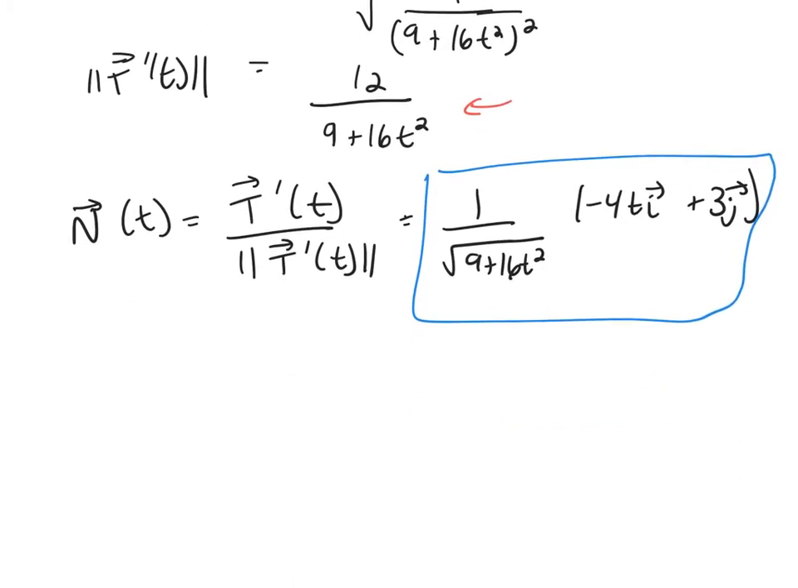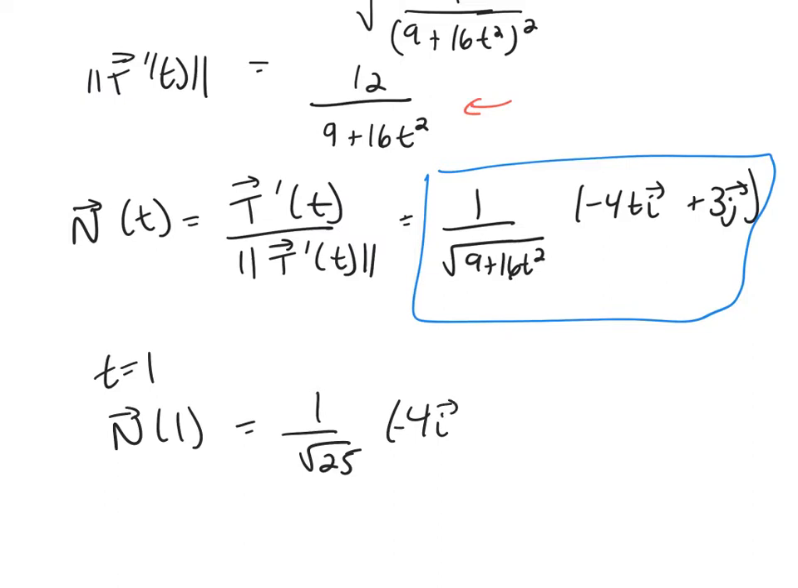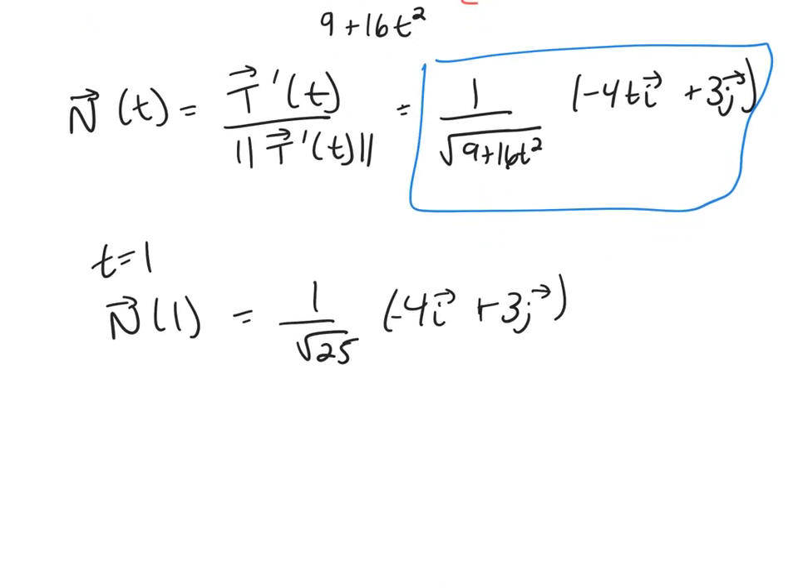So finally, we need to plug in t equals 1 to get our second vector, N of 1. If I plug in 1, I'll get 1 over the square root of 25, times negative 4i plus 3j. So we'll get negative 4/5 i plus 3/5 j. And that's the vector N of 1.